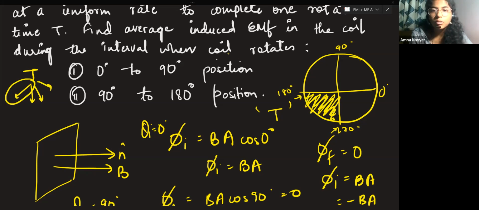Like this you have to consider. All right, Kulsum, you tell me, if it starts from 90 degrees and the coil stops at 270 degrees, what will be the time period that you will choose?